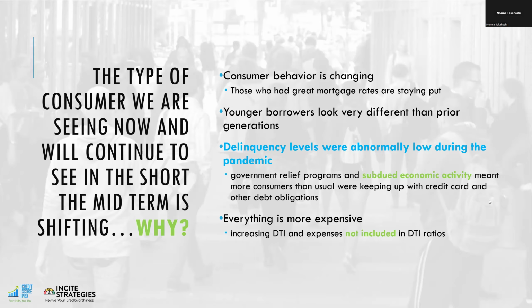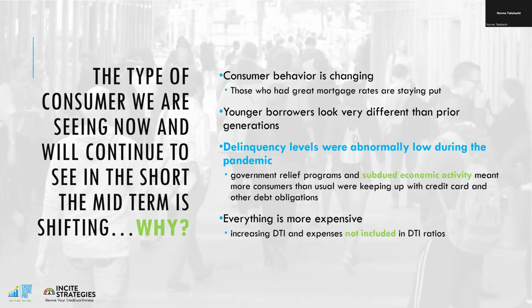So consumer behavior is changing. Younger borrowers, of course, are looking very different from prior generations. Everything's more expensive for these younger borrowers, and the income is not keeping pace with the cost of everything, including housing. The other thing we really need to consider is how delinquency levels were very much abnormally low during the pandemic. A lot of the government relief programs were suppressing negative data when it comes to delinquency rates and really keeping people afloat for a long period of time.